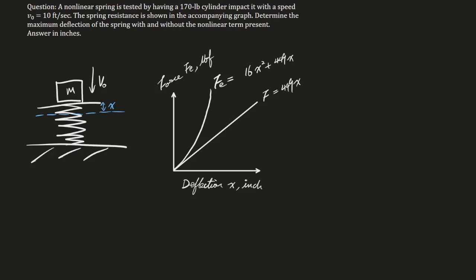I want to take a look at this question that says a nonlinear spring is tested by having a 170 pound cylinder impact with it with a speed of 10 feet per second. The spring resistance is shown in the accompanying graph. Determine the maximum deflection of the spring with and without the nonlinear term present.